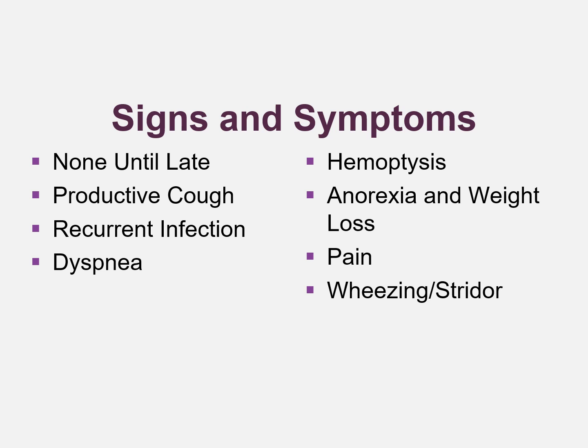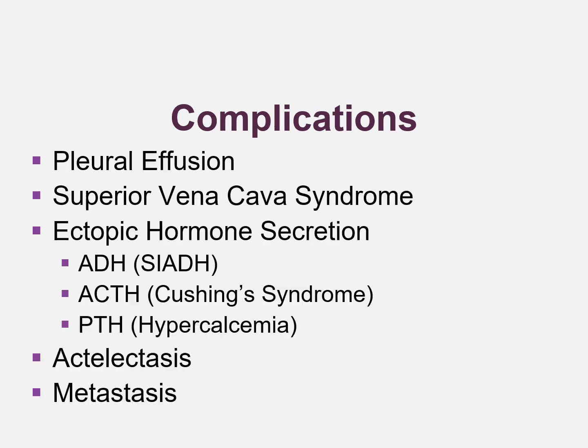So usually there's no signs until it's late. Then the patient gets a productive cough, starts to present with recurrent infections, dyspnea. They may have some hemoptysis, some anorexia and weight loss, pain, wheezing, or stridor. Remember, stridor is that obstruction in the airway, and it can sometimes sound like a crowing sound.